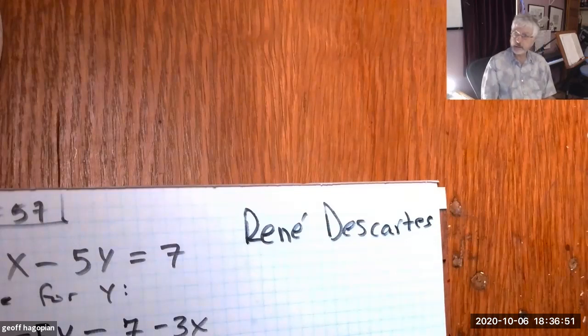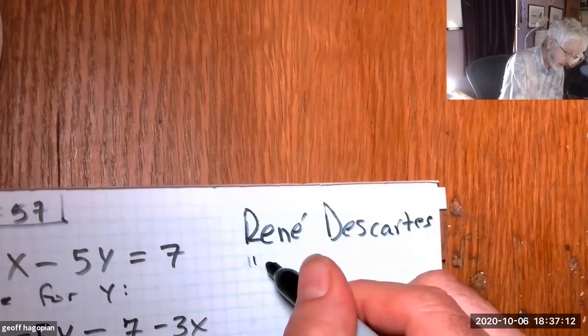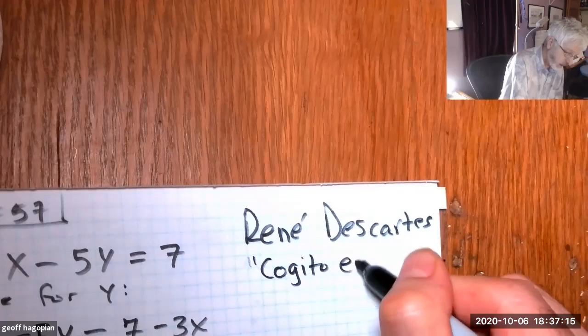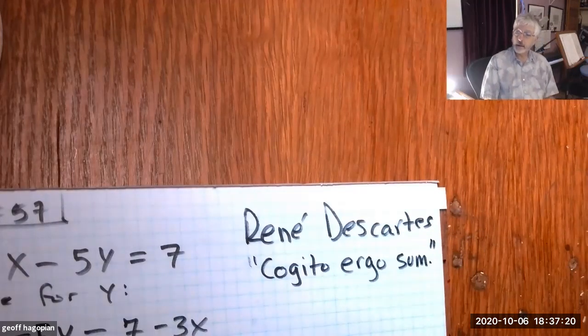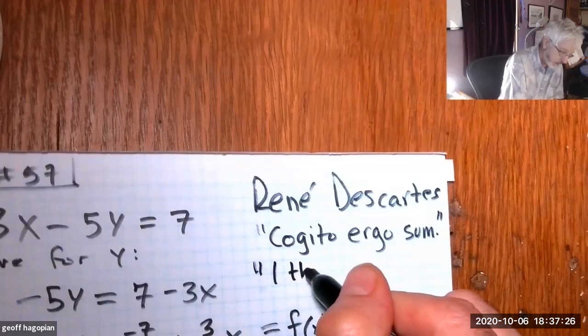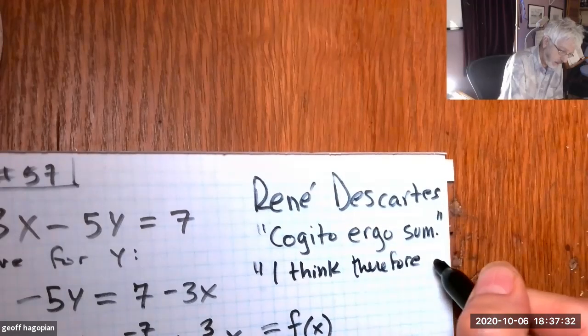And what's he famous for saying? Anybody know his most notorious quote? Yeah. No, sir. Okay. Well, let me give you the Latin. We'll start with the Latin, okay? Cogito ergo sum. Which means I think. Maybe you recognize this. Therefore, I am.